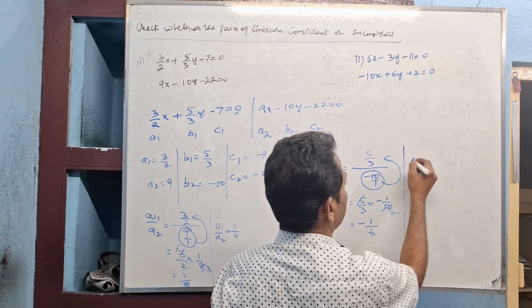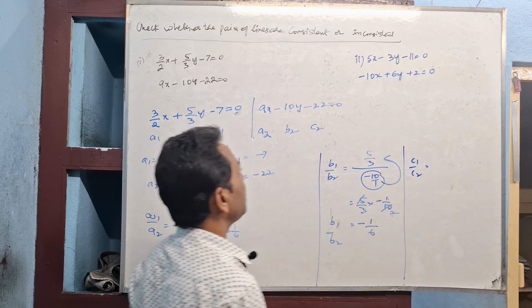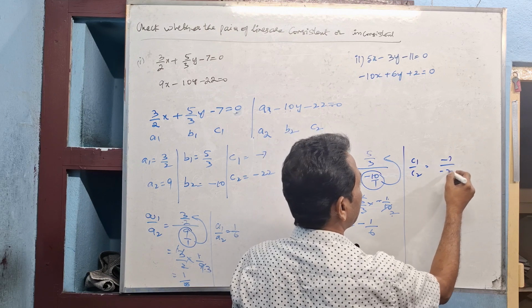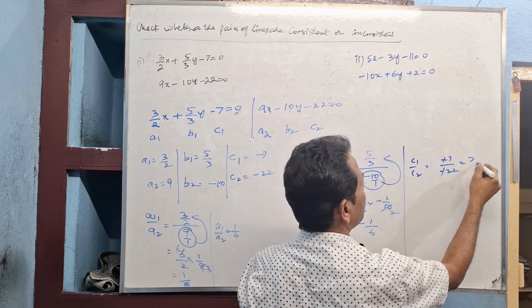Next, c1 by c2. What is c1 there? My c1 is minus 7, so c1 by c2 is minus 7 by minus 22. The minus signs cancel, and we get 7 by 22.